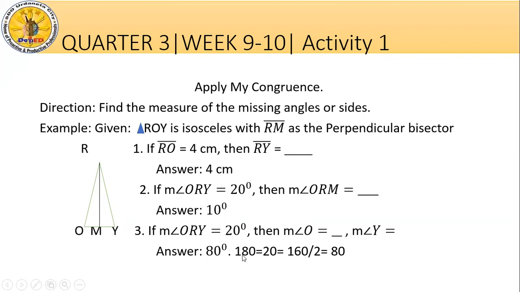Let me repeat. So if the measure of angle ORY is equal to 20 degrees, then the measure of angle O is 80 degrees. The measure of angle Y also is equal to 80 degrees.